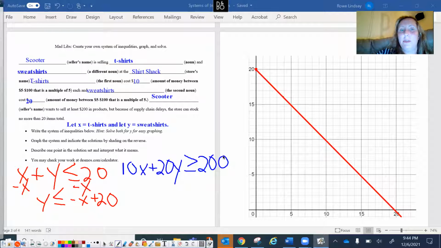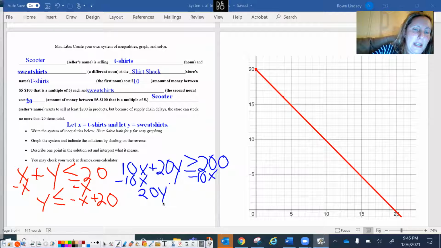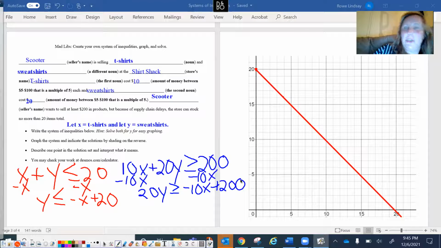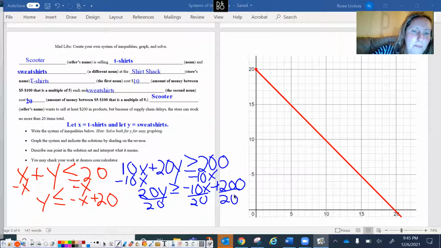That has to be greater than or equal to 200. You with me? Okay, so now I'm going to subtract 10x from both sides. All right, and I get 20y is greater than or equal to negative 10x plus 200. And just remember, I can change the order without changing the sign. Okay, and then I'm going to divide by 20, divide by 20, and divide by 20. And y has to be greater than or equal to negative 1/2 x plus 10.